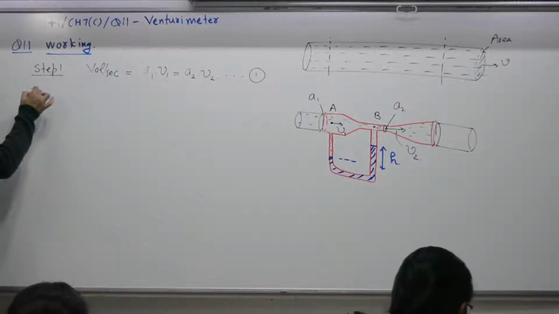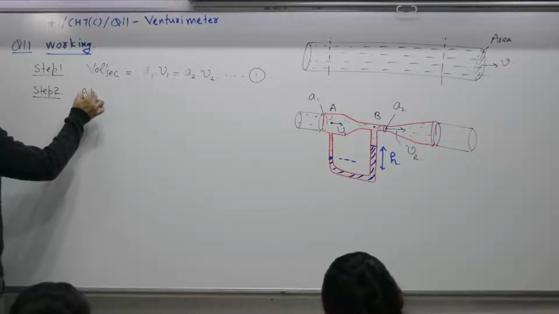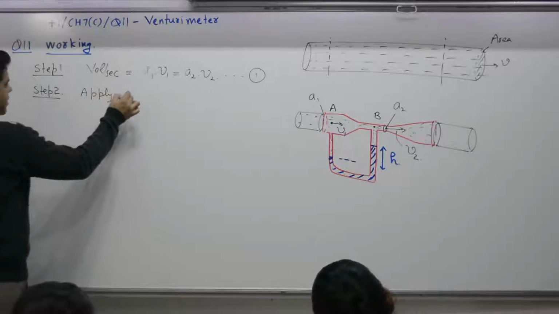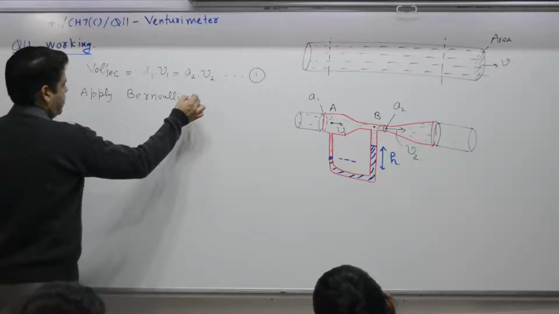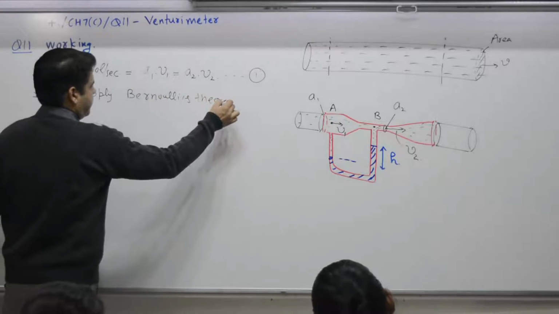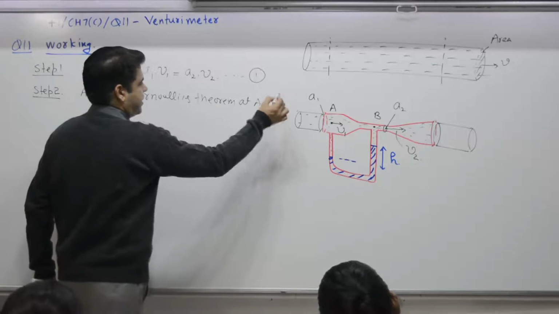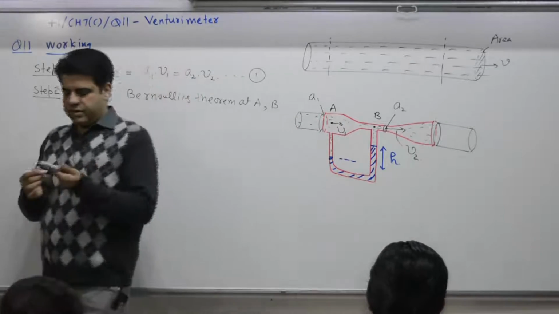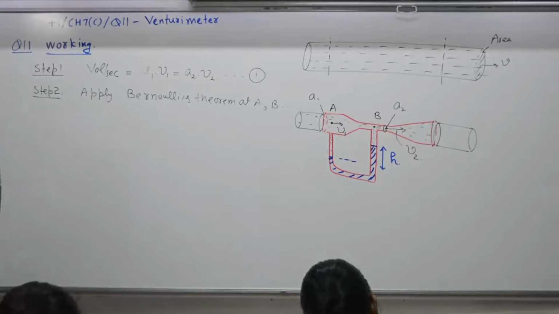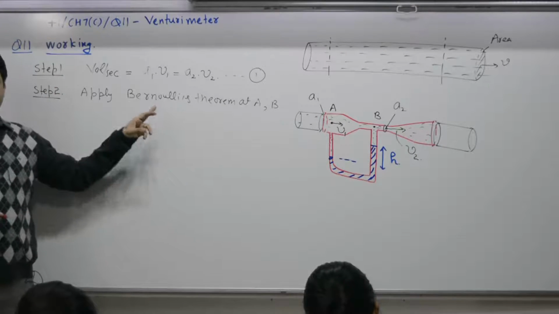Step 2. Apply Bernoulli's theorem at A and B, at these 2 points. 2 minutes with you to write step 1 and try Bernoulli's theorem at A and B.